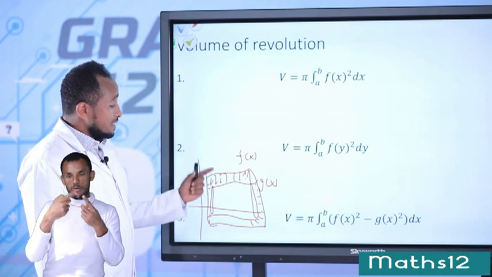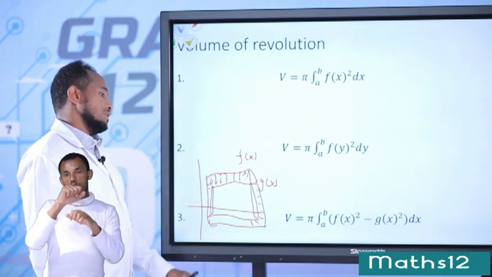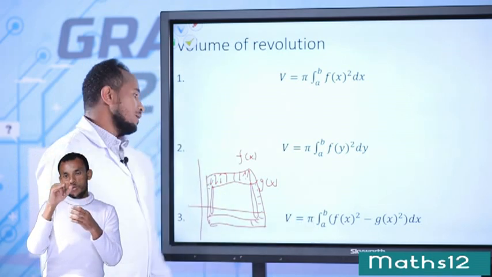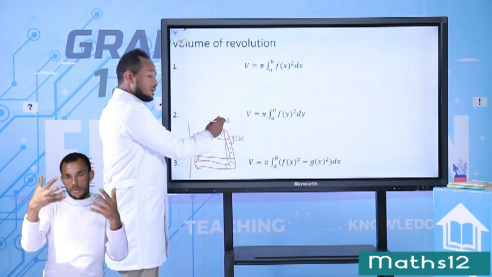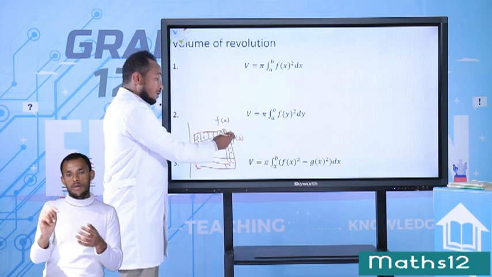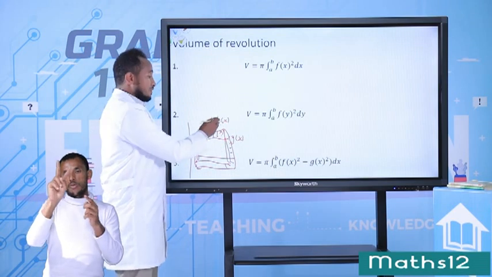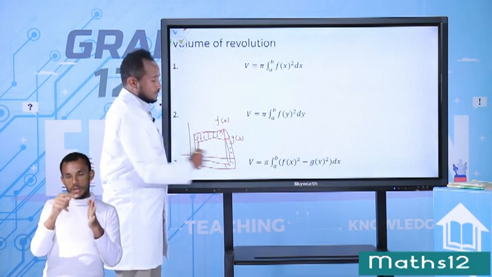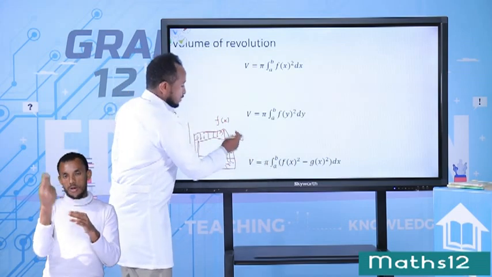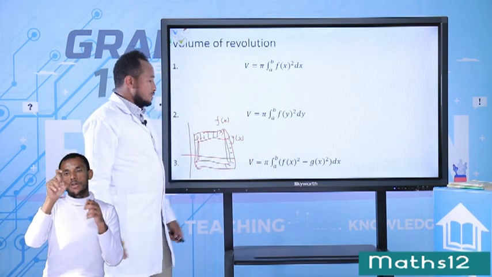To find the volume of this solid figure, simply apply this formula. The volume is equal to pi times the integral of the square of the upper function minus the square of the lower function. That means it is f of x squared minus g of x squared dx on the interval a to b.